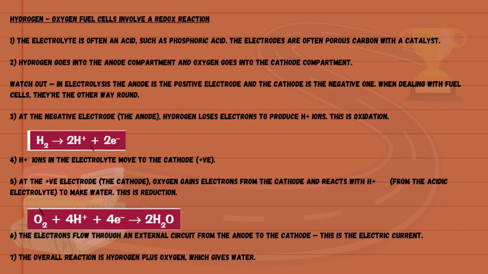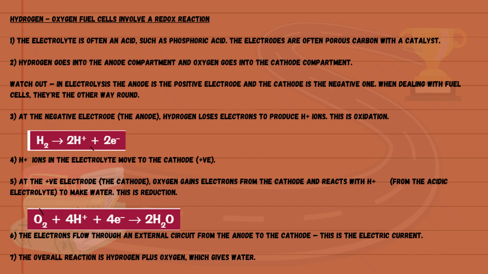Watch out, in electrolysis, the anode is the positive electrode and the cathode is the negative one. When dealing with fuel cells, they're the other way around. At the negative electrode, the anode, hydrogen loses electrons to produce H+ ions. This is called oxidation. So H2 becomes 2H+ plus 2 electrons.